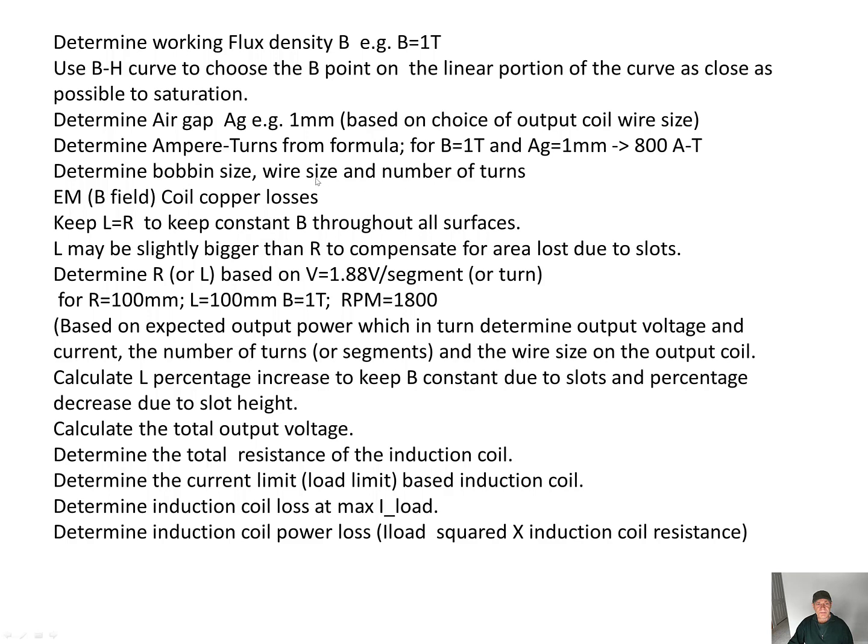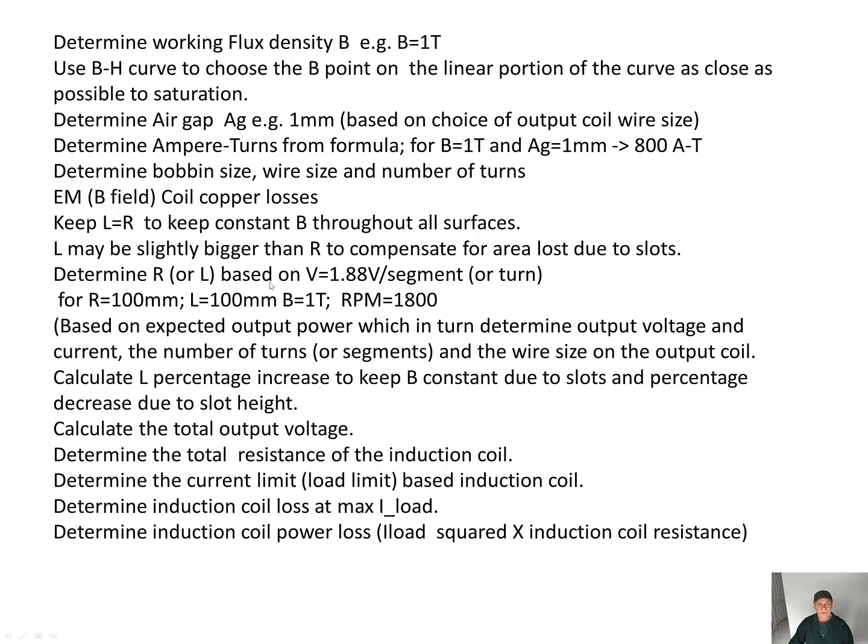Determine the bobbin size, wire size, and number of turns. Calculate the B-field coil copper losses. Keep L equals R to keep the constant B throughout all surfaces. L may be slightly bigger than R to compensate for air loss due to the slots.